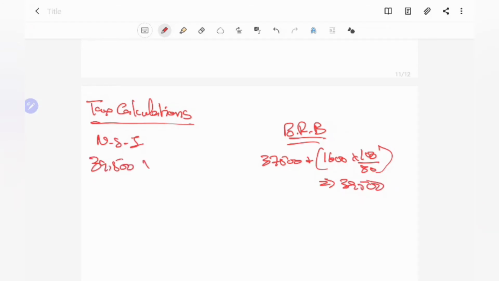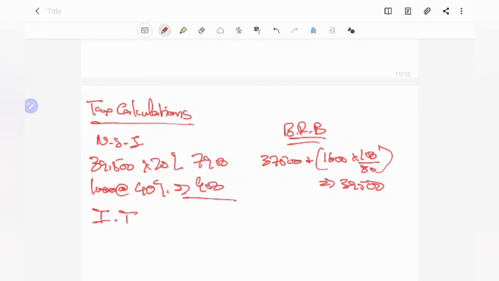On 39,500 I have to apply 20%. That's going to be 7,900. And on the remaining 1,000 it's 40%, so it's 400. And my income tax liability is 8,300. That's it.